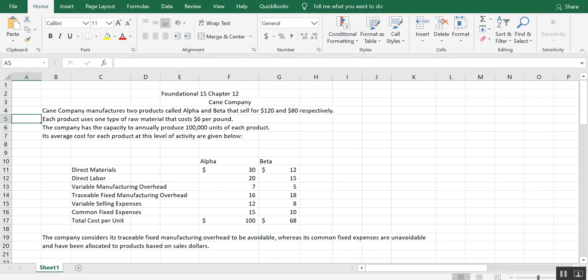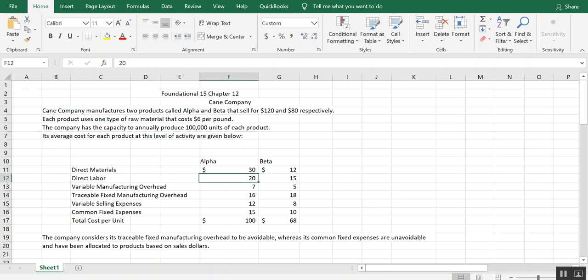We begin with Kane Company manufactures two products called Alpha and Beta. The Alpha product sells for $120, and $80 for the Beta. They each use one type of raw material that costs $6 a pound. The company has the capacity to annually produce 100,000 of each product, 100,000 units. Its average cost for each product is shown below.